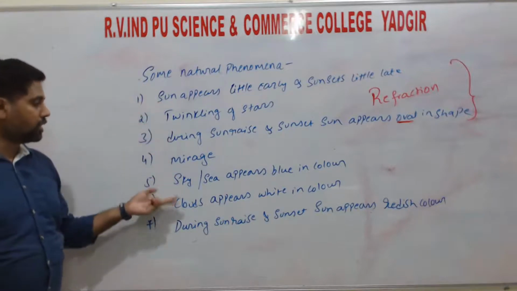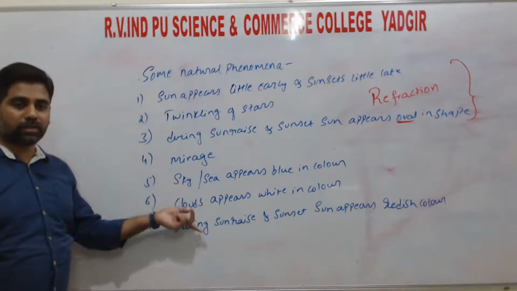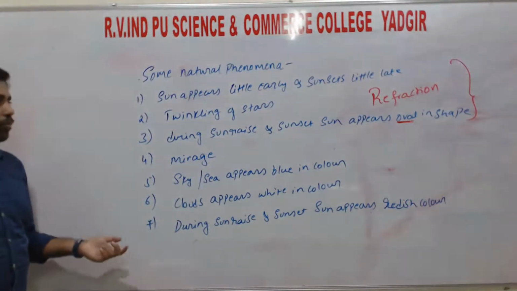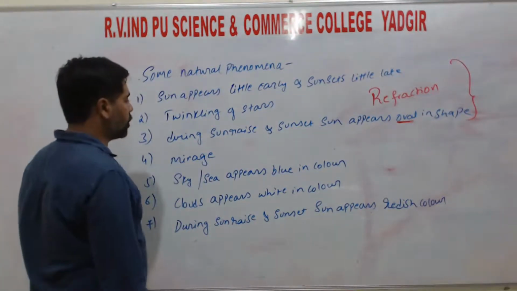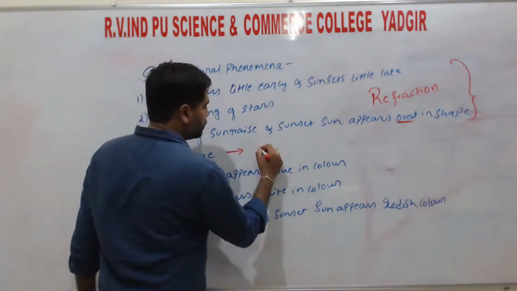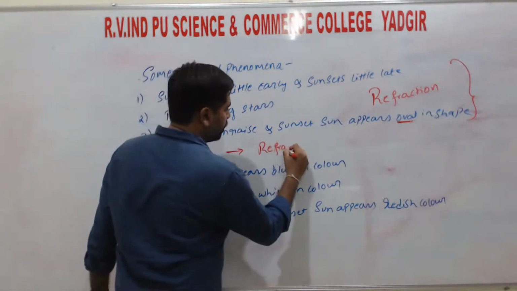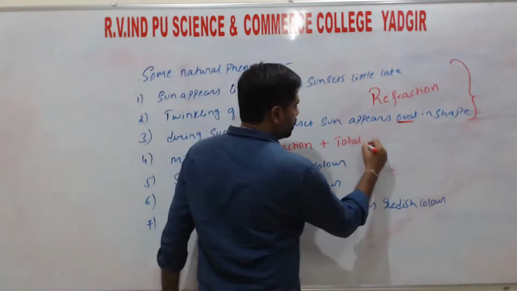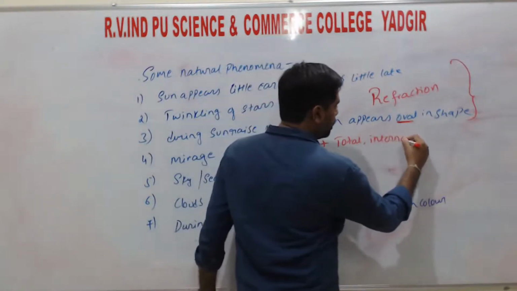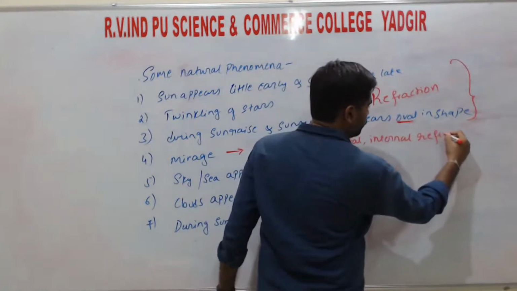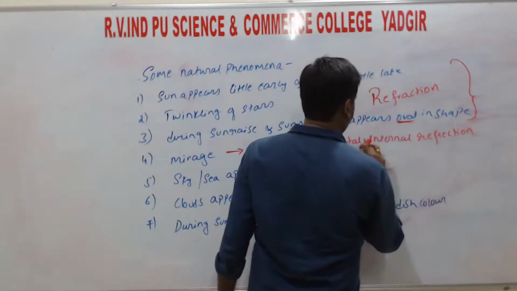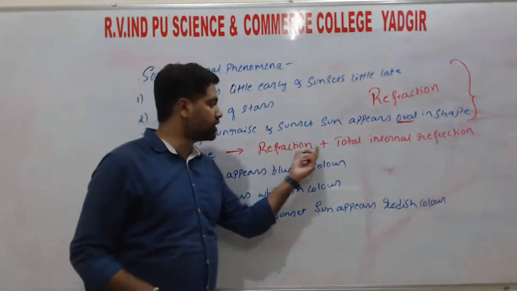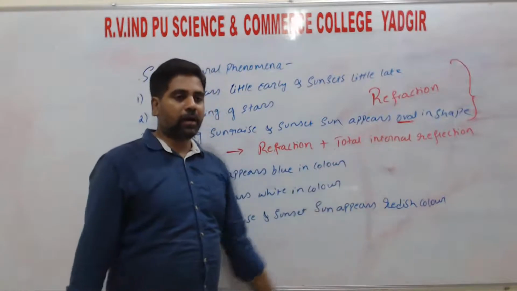For 1 mark, last year in 2020 they asked this question: why does the sky appear blue in color, right? So these are very important. Mirage is caused by refraction plus total internal reflection. So mirage is also a natural phenomenon that is caused due to refraction and total internal reflection.